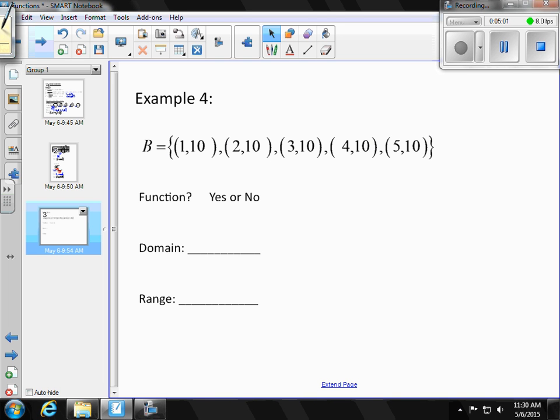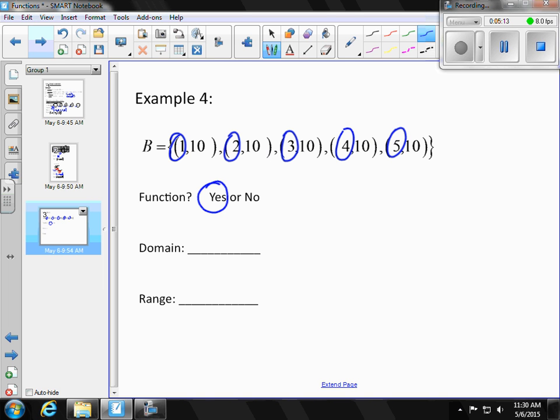Example number 4. Again, this gives us a set of points. If I look at all of my x values, 1, 2, 3, 4, 5. None of them are repeated, so yes, this is a function. And my domain, 1, 2, 3, 4, 5. My range, the set of all y values, when I look at this, my range is repeated. I have just one number in my range, just one y value that's being used.